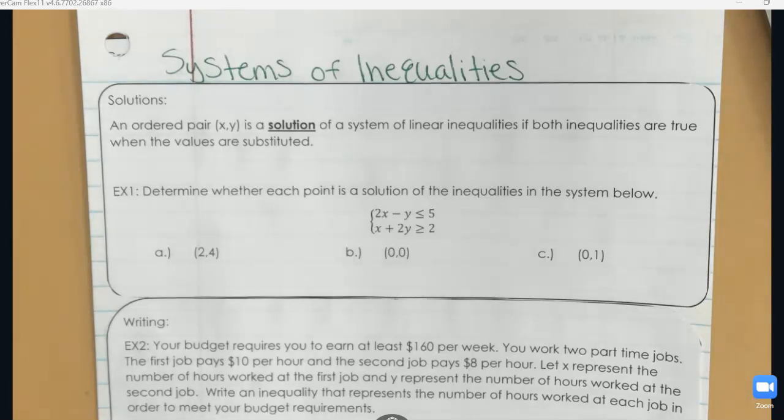Welcome back to an exciting day in Algebra 2. We have been talking about systems of equations, and now we are going to move on to systems of inequalities. Remember, this is your greater than or less than symbols. So first, we're going to touch on what a solution means.